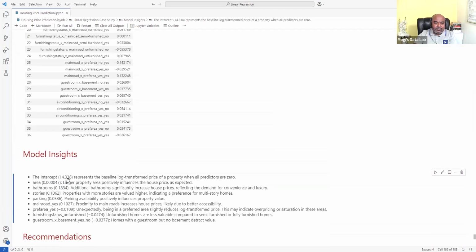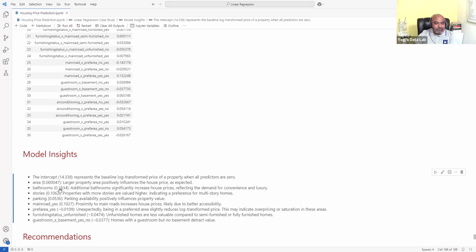So the intercept is 14.338, which represents the baseline log-transformed price of the property when the predictors are all 0. Area is this value, which means the larger the property, area positively influences the house price, which is pretty much expected. Bathrooms, it is 0.1834. So additional bathrooms significantly increase the house prices, reflecting the demand for convenience and luxury.